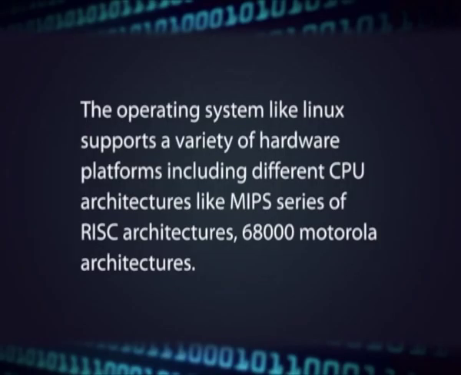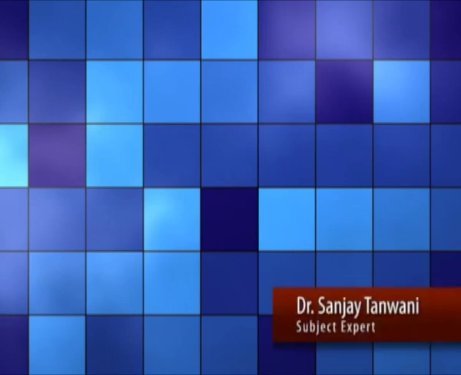An operating system like Linux supports a variety of hardware platforms including different CPU architectures like the MIPS series of RISC architectures, 68000 Motorola architectures, etc. The operating system is written in C language. It has to be compiled so that it generates code for the architecture where the Linux operating system is going to be installed. Also, it provides support so that the end user can interact with various devices using simple commands.